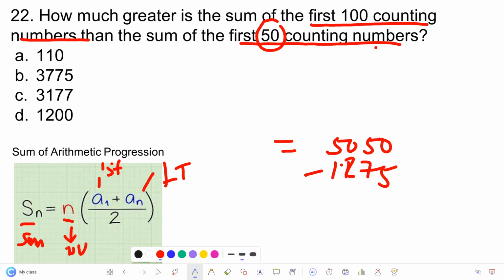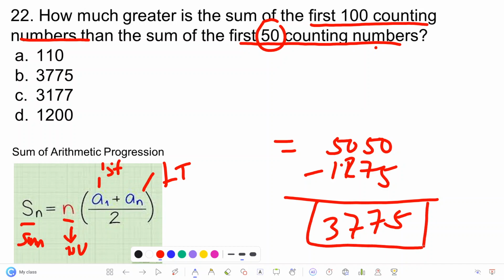So, this will be equal to 5. 14 minus 7 is 7. 0 minus, this is 3. This is 9. 9 minus 2, 7. This is 4 minus 1 is 3. Okay? So, you have 3,775, which is equal to letter B.